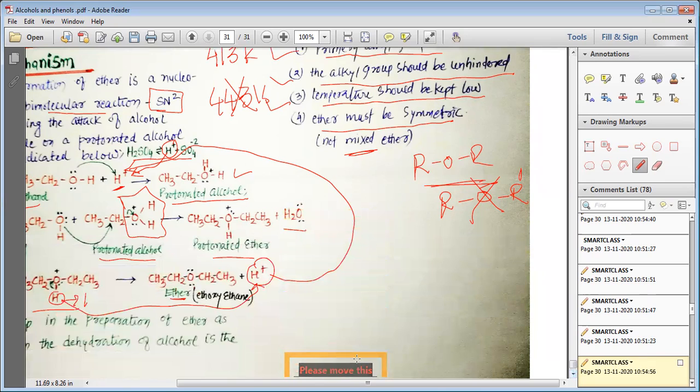This is how, my dear students, we understand the preparation of ethers by the dehydration of alcohol.